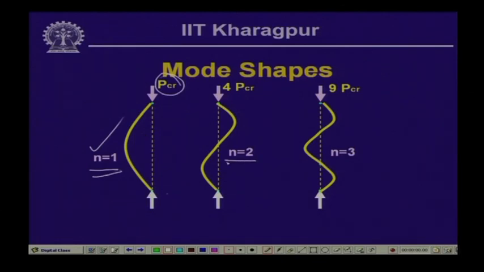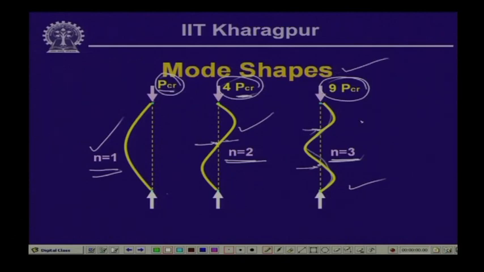Now, when n equals 2, we are going to have the critical load as 4 times P critical, and since it is larger than this critical load, naturally at this point you will have to have some kind of a support, so that you get the deformation in this particular pattern. When n equals 3, the load can go up to 9 times P critical, and thereby at the third point you need some kind of a support, and the column can take a shape of this particular form. Now, these are the shapes which we generally call mode shapes.